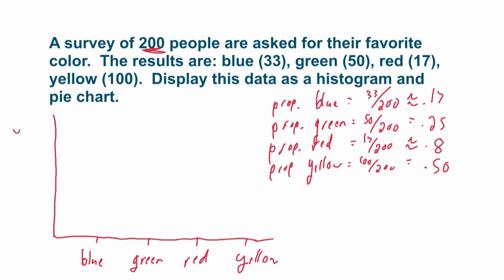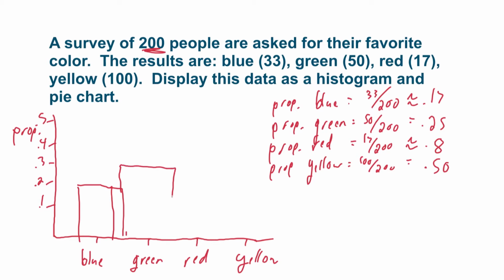So I'll plot these values for the histogram. All right, so blue should be somewhere like 0.17. The green should be at 0.25. Notice that there's no spaces between the bars because it's a histogram. For red, we're at about 0.08. And for yellow, we're all the way up at 0.5. Okay, so not too bad.